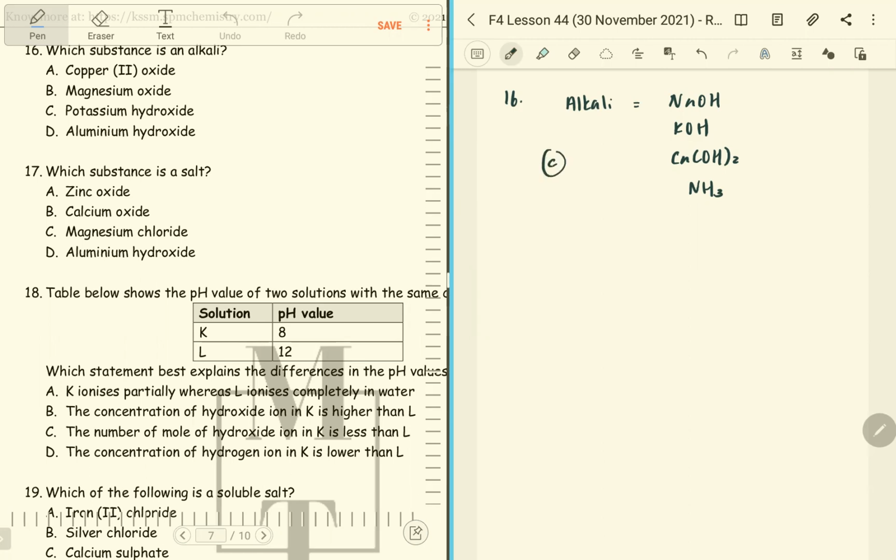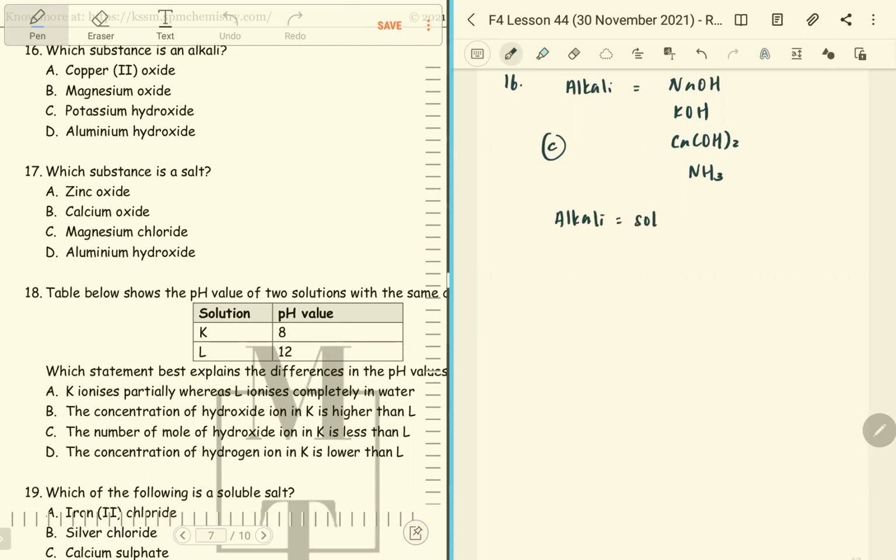The second method is if you don't remember this list at all, then you will go for the longer method, which is looking at the solubility. Alkali is soluble. Alkali must be soluble. So if you look here, you can see that copper oxide, potassium hydroxide, aluminum hydroxide, they are all not soluble.